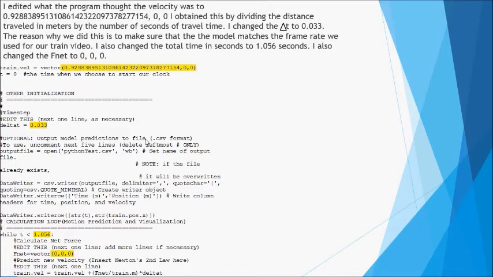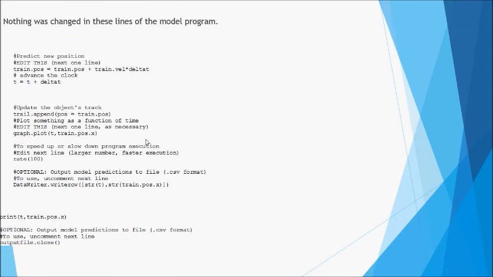I changed the delta t to 0.033. The reason I did this is to make sure that the model matches the frame rate we used for our train video. I also changed the total time in seconds to 1.056. I also changed the fnet to 0, 0, 0. Nothing was changed in these lines of the model program.